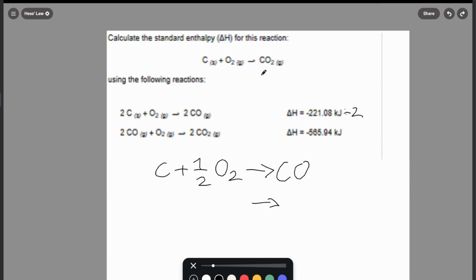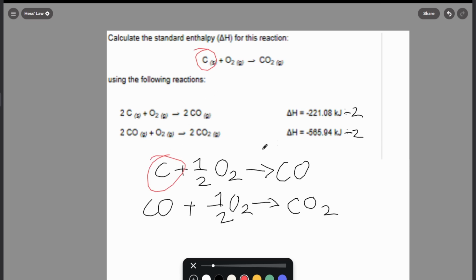Up here you only need 1 CO2, so once again you divide this by 2. So CO2 gives 1.5 O2 plus carbon monoxide. So now let's check for what we have. Remember, for Hess's Law equations, the stuff that actually goes into the equation has to be on the reactant side, and this is on the product side.